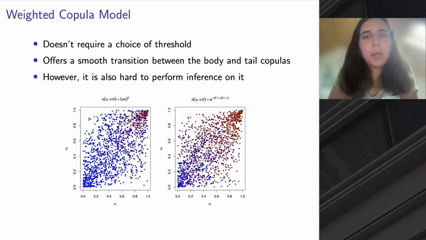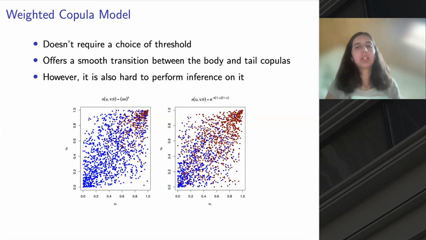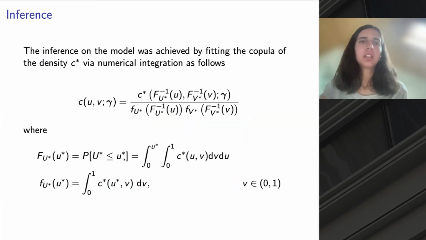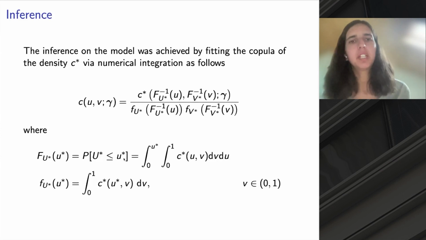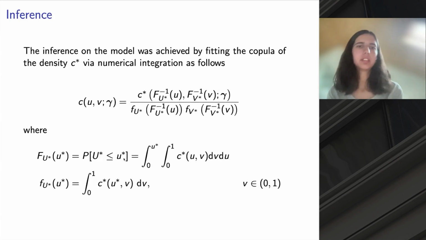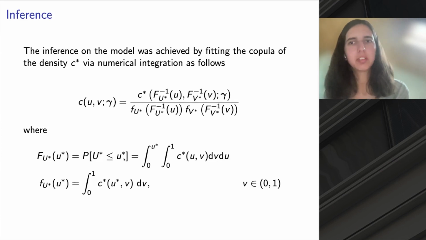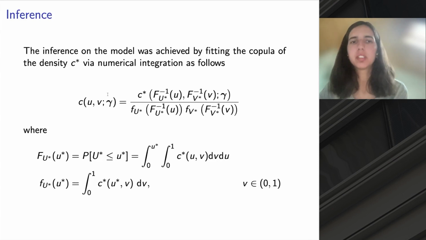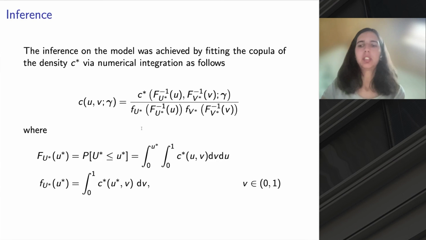But as in Albach et al., it's also hard to perform inference on it because we don't know the true marginals. So we overcome that by fitting the copula of the density C star via numerical integration. And this is done as follows. This is the more technical slide, and I'm going to skip it, but it's just to show how we fitted the copula density of C star.